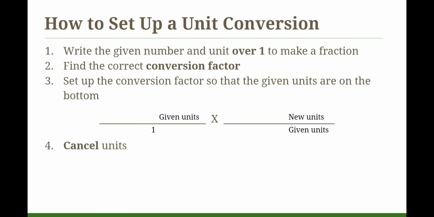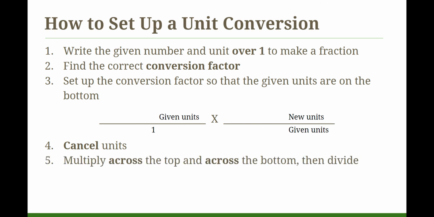Then we just cancel out our units. Because it's just a fraction, if we have the same thing on the top and the bottom, they will cancel out. Once we have canceled out our units and we're in the right units, then we just multiply going across the top and we multiply going across the bottom. So we'll get a number for all the top, the numerators multiplied together, and a number for all the bottom, the denominators multiplied together, then we divide those. So it's just like multiplying fractions from algebra class. Once we're done, we just write our final answer that we get with the new units.